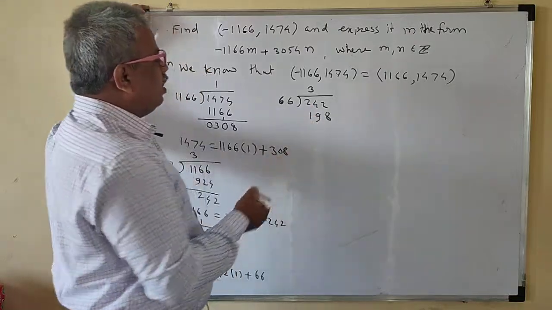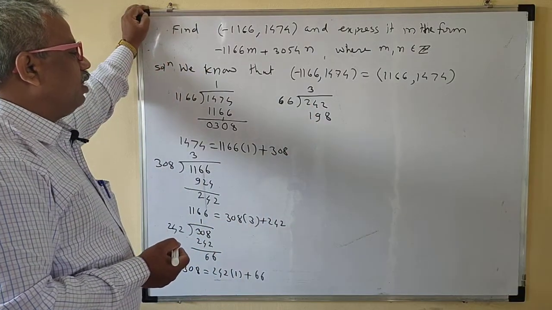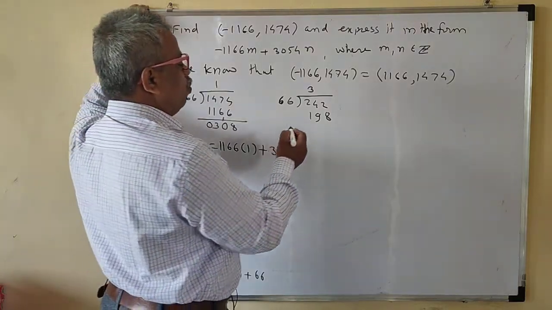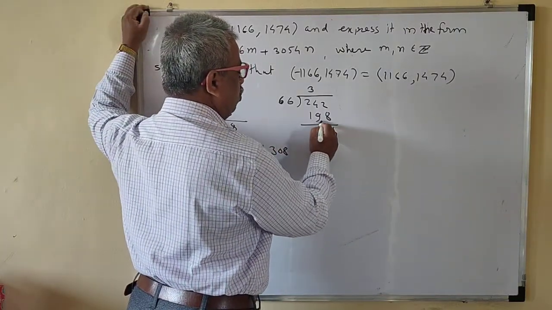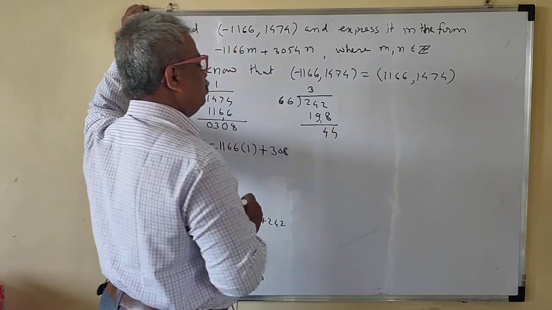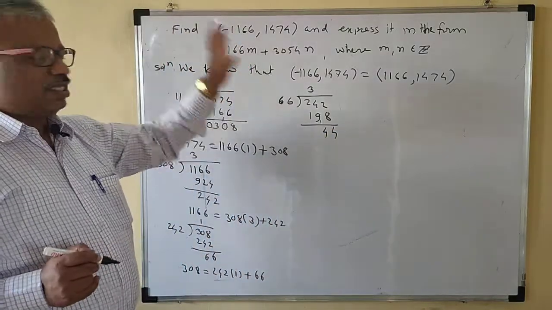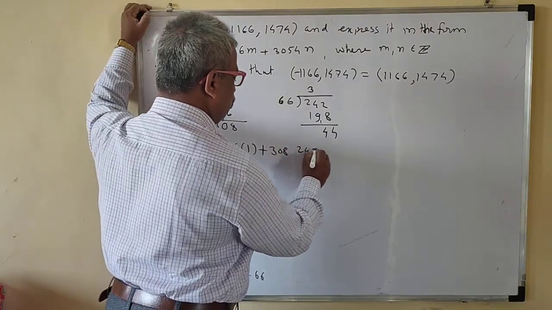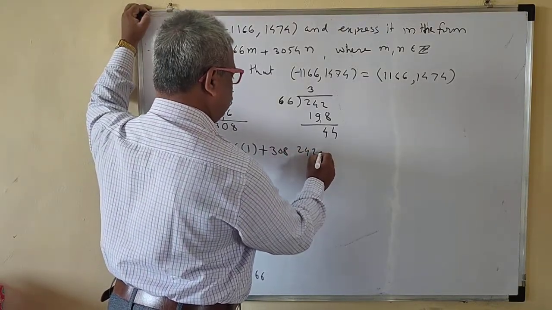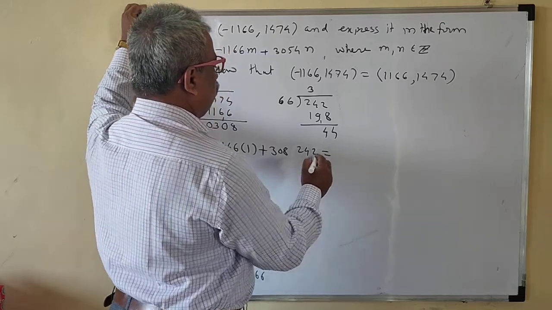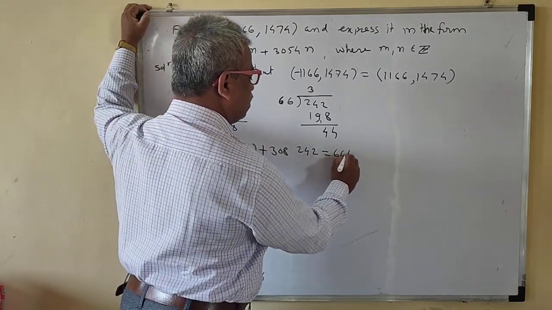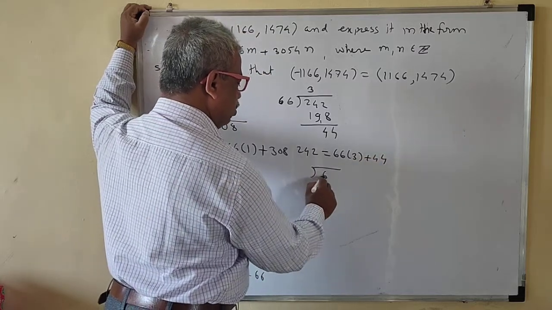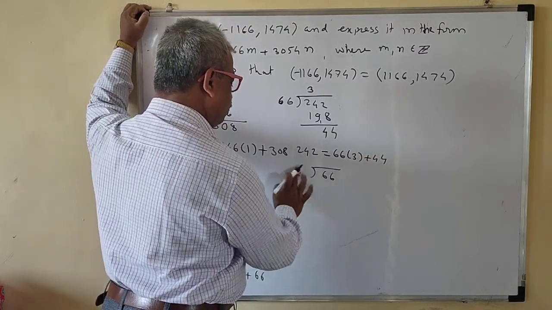Just take the remainder. If it is greater than 66, then we'll increase 3 by 1, that is, 4 will be written here. So 44 is less than 66. No problem. So that means here 242 is equal to 66 into 3 plus 44. Okay. So now we'll do this one. Okay. So 44.